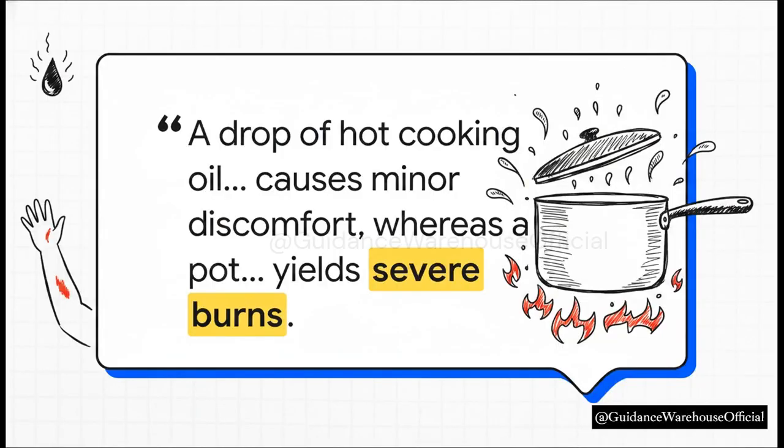I love this next analogy because it brilliantly illustrates the real-world difference between heat and temperature. Just imagine this. A drop of hot cooking oil splattered on your arm causes brief, minor discomfort, whereas a pot of hot oil yields severe burns. They both have the exact same temperature, right? That's an intensive property. But the massive pot clearly contains vastly more heat, which is an extensive property. It scales dangerously with size.